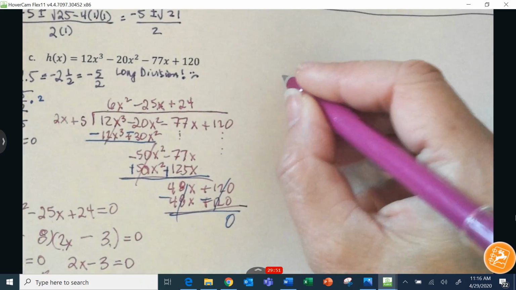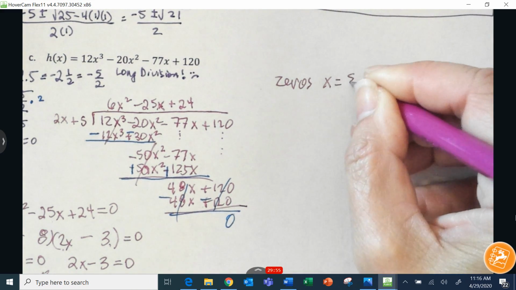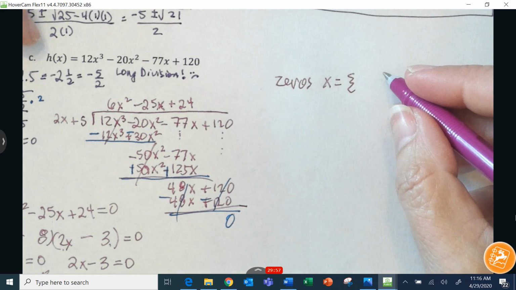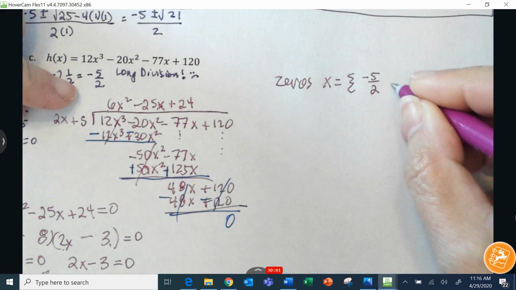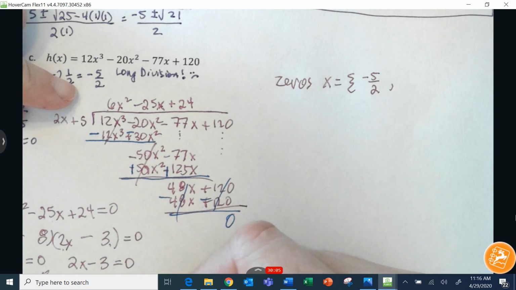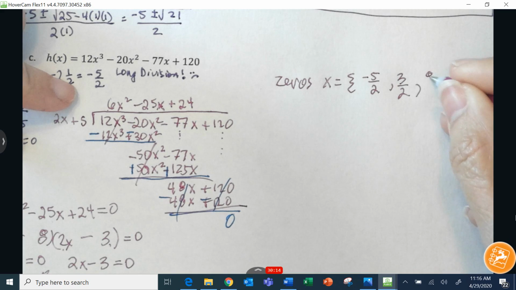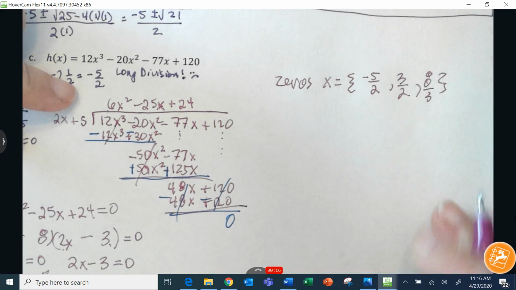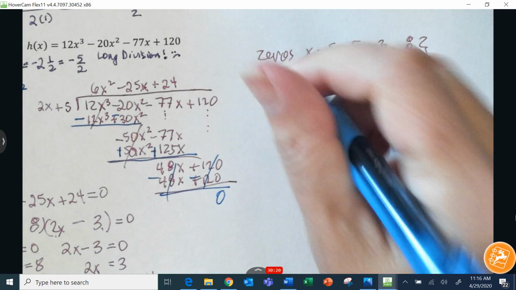Putting my zeros in order, so I know what order to put my factors in if I have to type it into my calculator. We've got -5/2 first, and then 8/3 and 3/2. This is 1.5, and this is 2 2/3. So it looks like 3/2 comes next, and then 8/3 would be the third one. So that's helping me when I go to write it in my factored form.